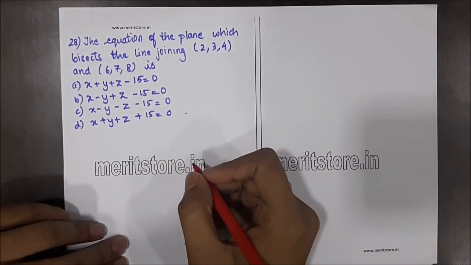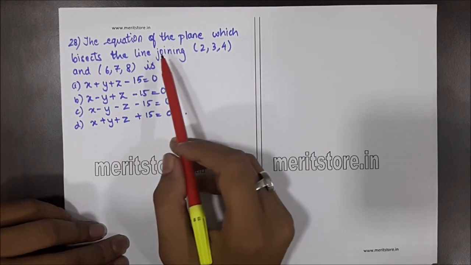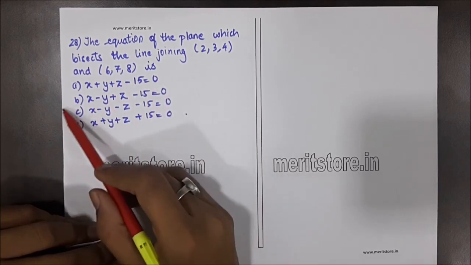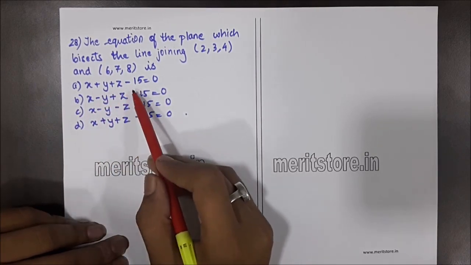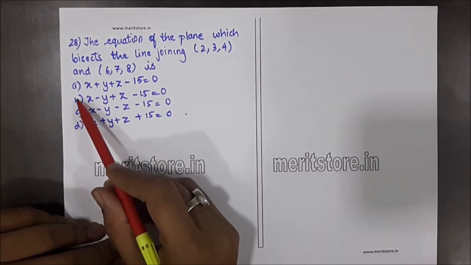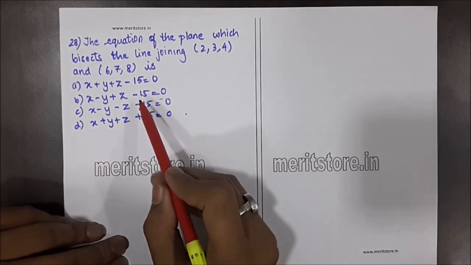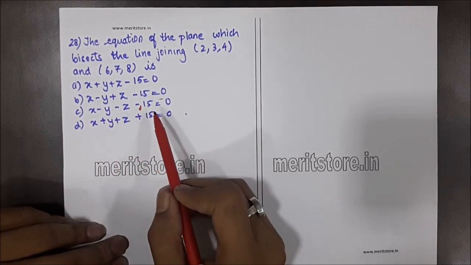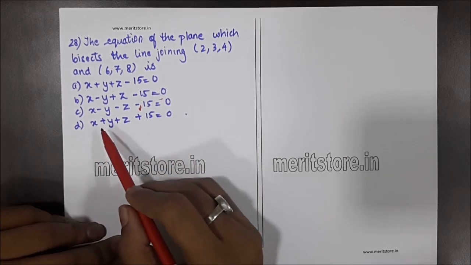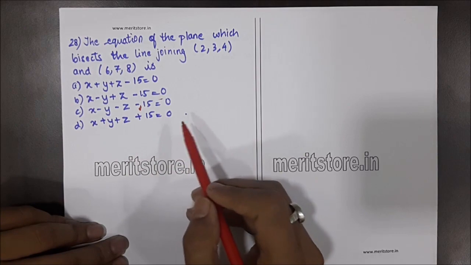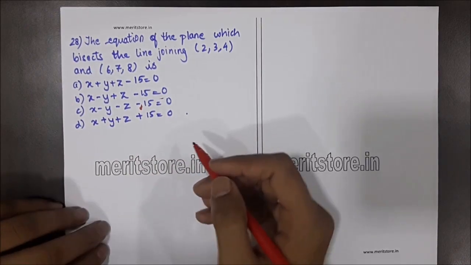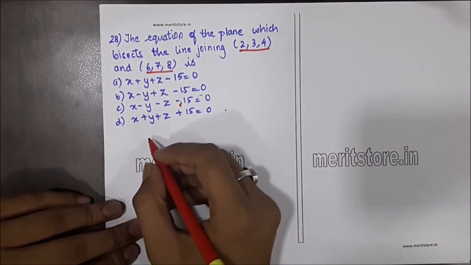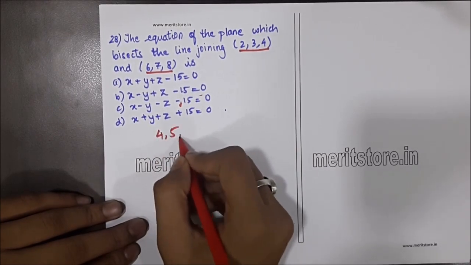Question number 28. The equation of the plane which bisects the line joining (2, 3, 4) and (6, 7, 8) is: option A, x + y + z - 15 = 0. Option B, x - y + z - 15 = 0. Option C, x - y - z - 15 = 0. Option D, x + y + z + 15 = 0. So, using the midpoint formula, we get the midpoint of the points as (4, 5, 6).